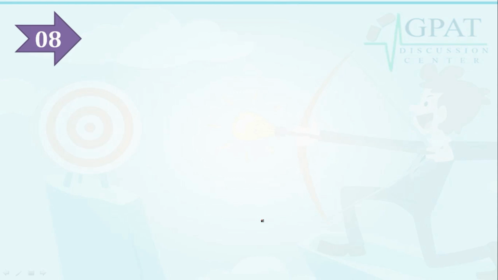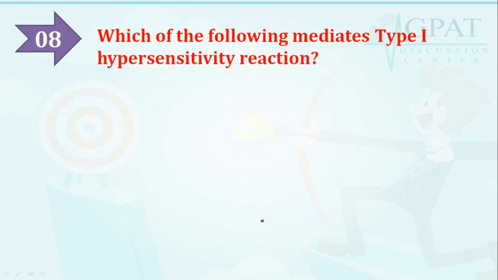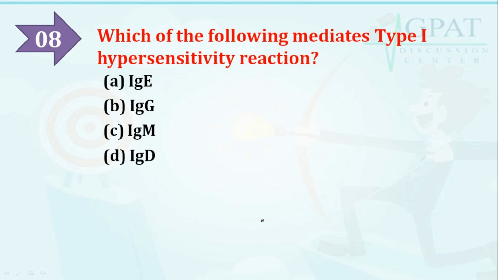Next question, question number 8. Which of the following mediates type 1 hypersensitivity reactions? And the options are IgE, IgG, IgM and IgD. And the right option is IgE.